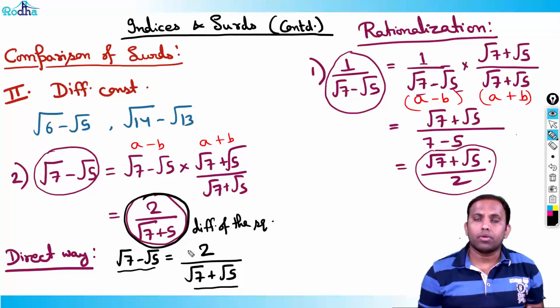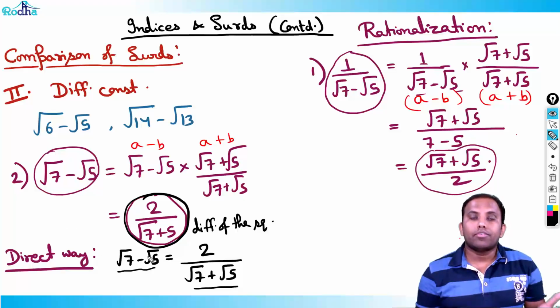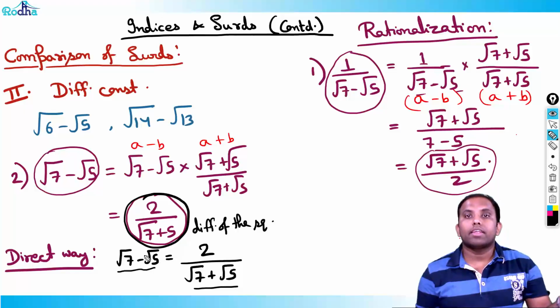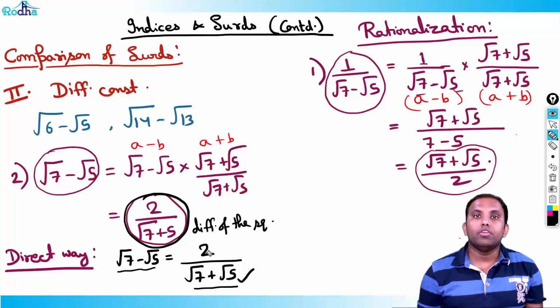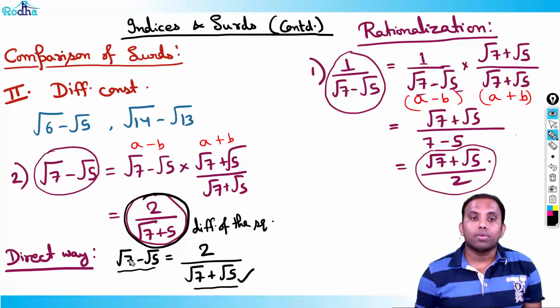So what is the direct way of writing? If on the left hand side the surd is in the numerator, then in the rationalized form write its conjugate in the denominator. And in the numerator, you will write the difference of their squares. So root 7 squared 7, root 5 squared 5, 7 minus 5, 2.